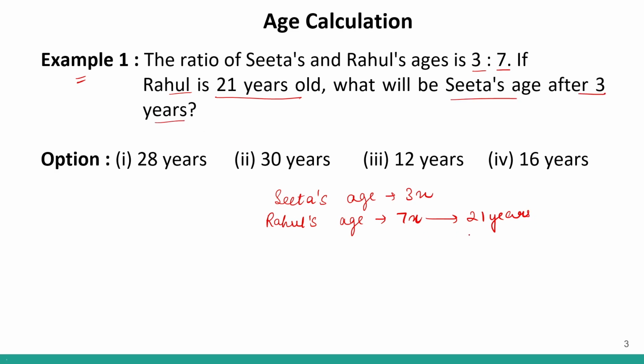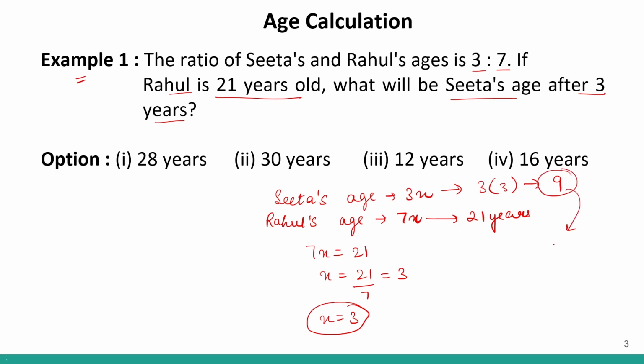Now, Rahul is 21 years old. That means 7x is 21. Correct? So, x will be how much? It will be 21 by 7, which is 3. So, the value of x we have found out is 3. I can put the value of x in this. So, 3 into 3 will be 9. So, Sita's age will be 9.